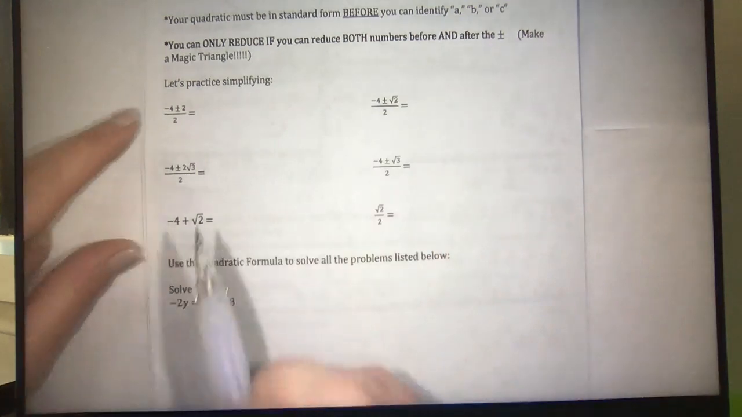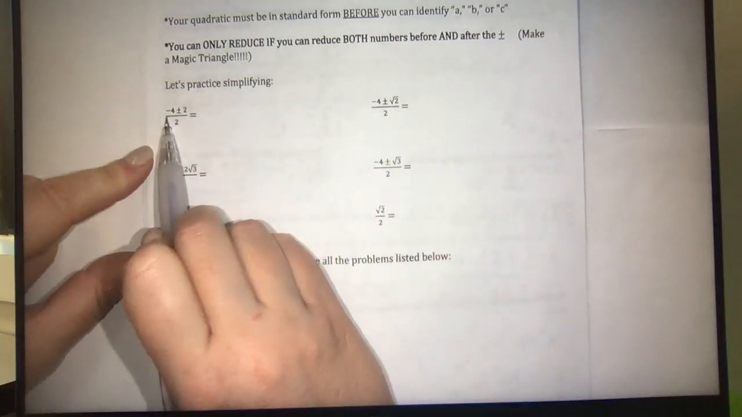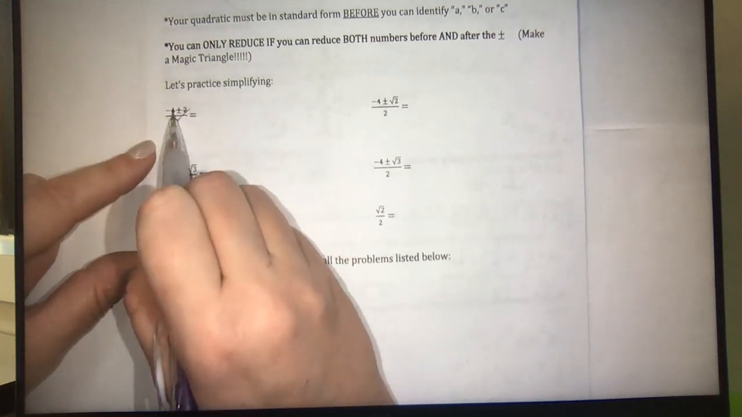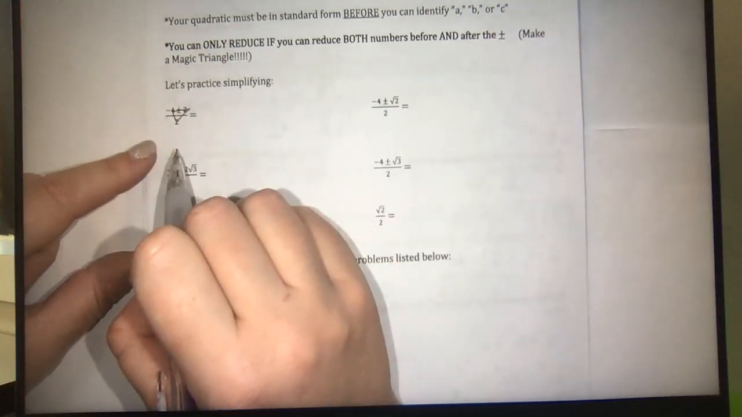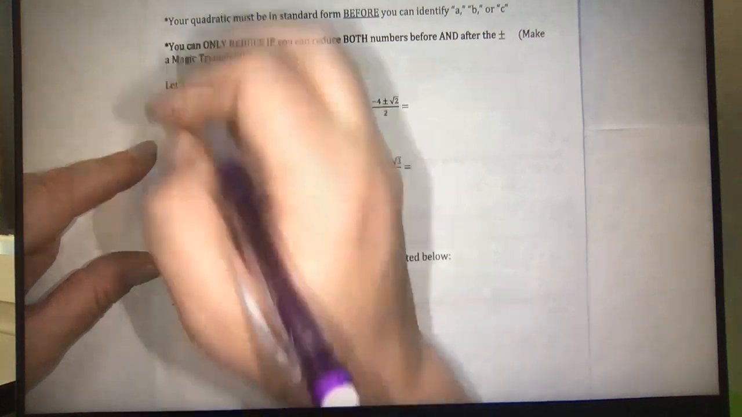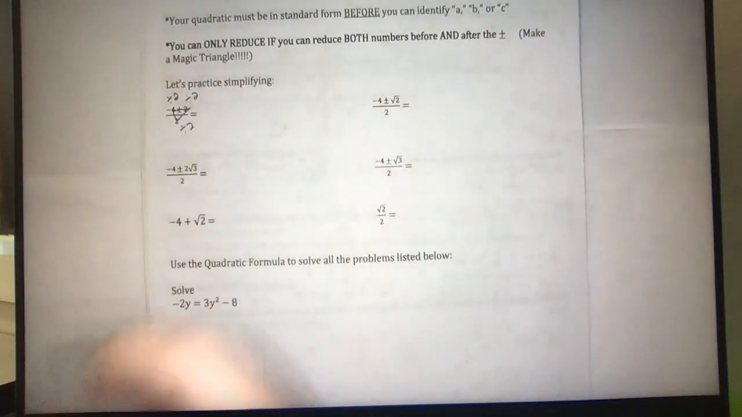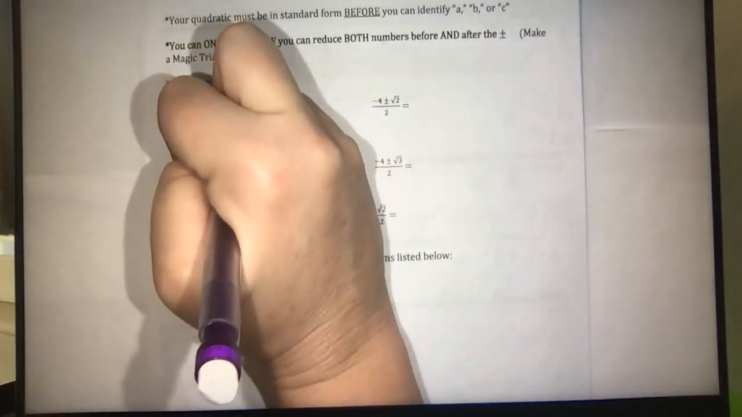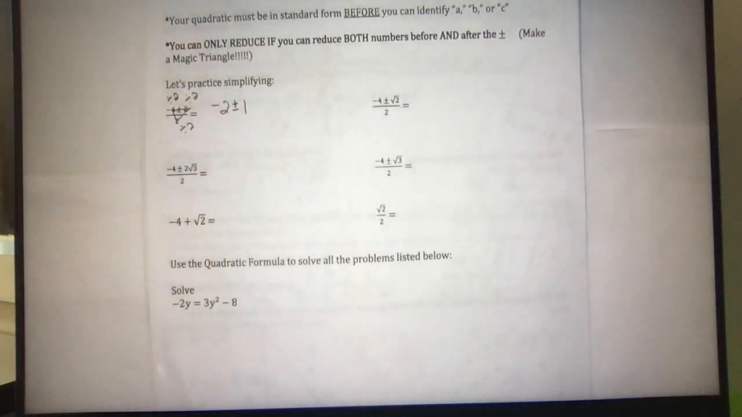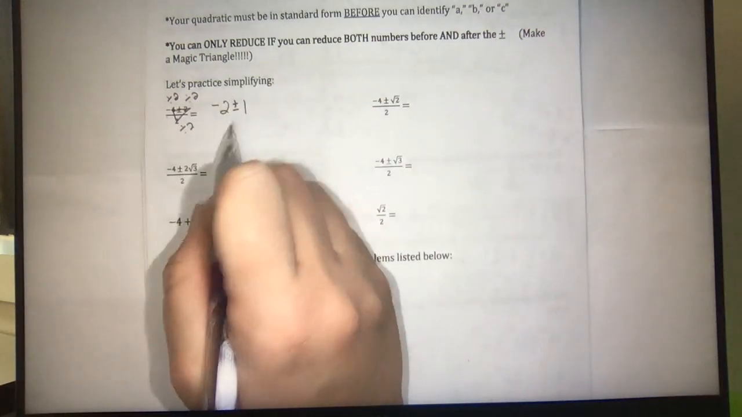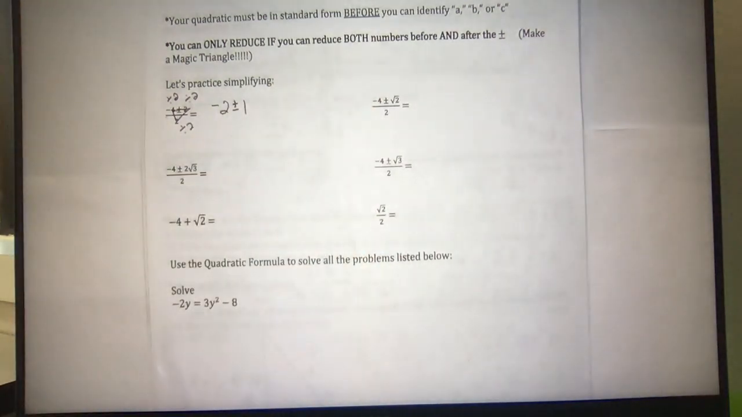Okay, so here we go. Let's practice. So this guy here, am I done? Should I leave him alone? No. Okay, first of all, look what I have. I got a magic triangle. Every point of my triangle, what can I reduce? What can I divide by? 2. So if I divide every point of my triangle by 2, I'm going to get -2 plus or minus 1. There's a 1 back there. It doesn't completely disappear. All over 1. Now, I don't need the denominator there, right? If your denominator is a 1, you can get rid of it.